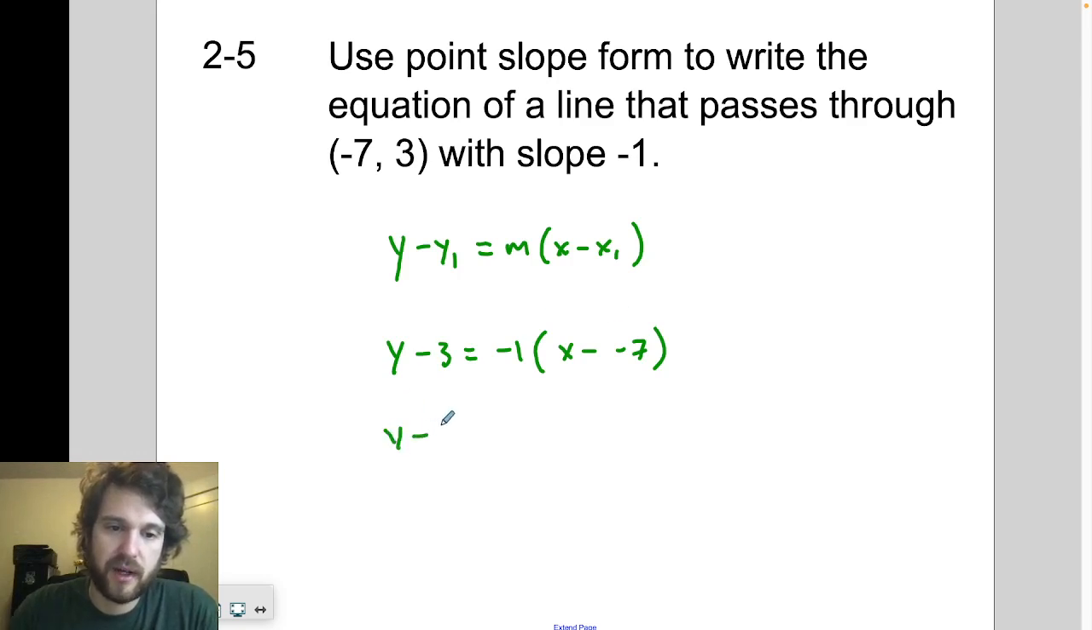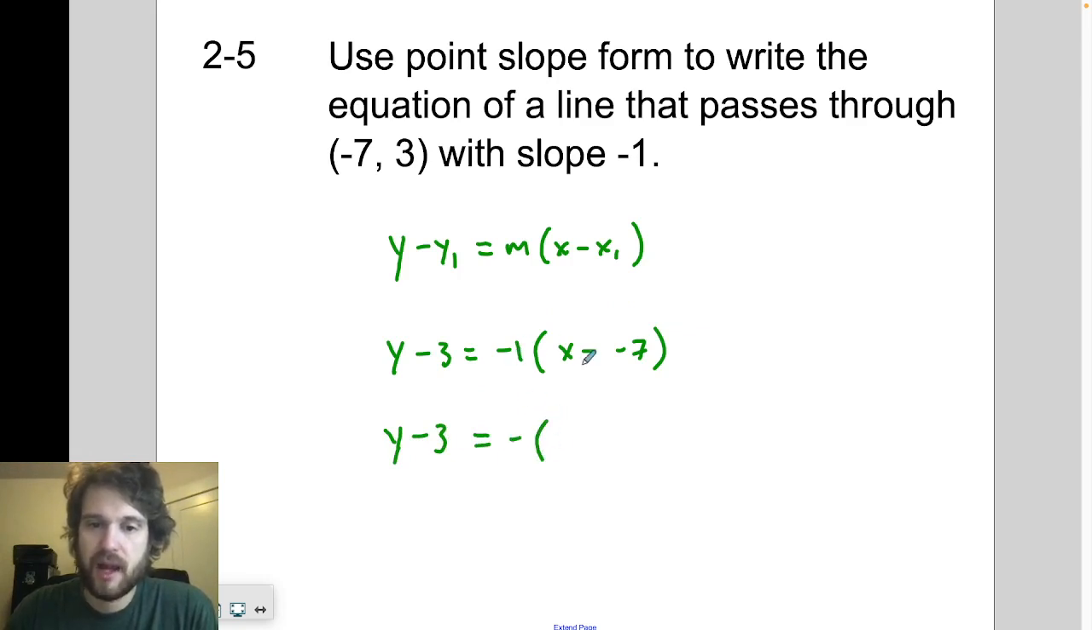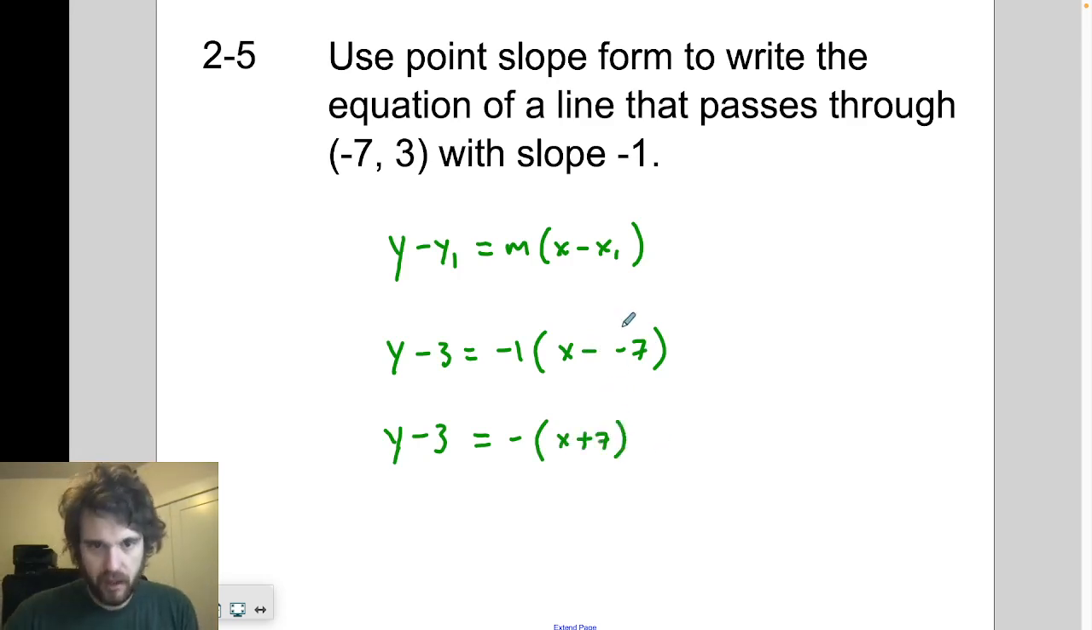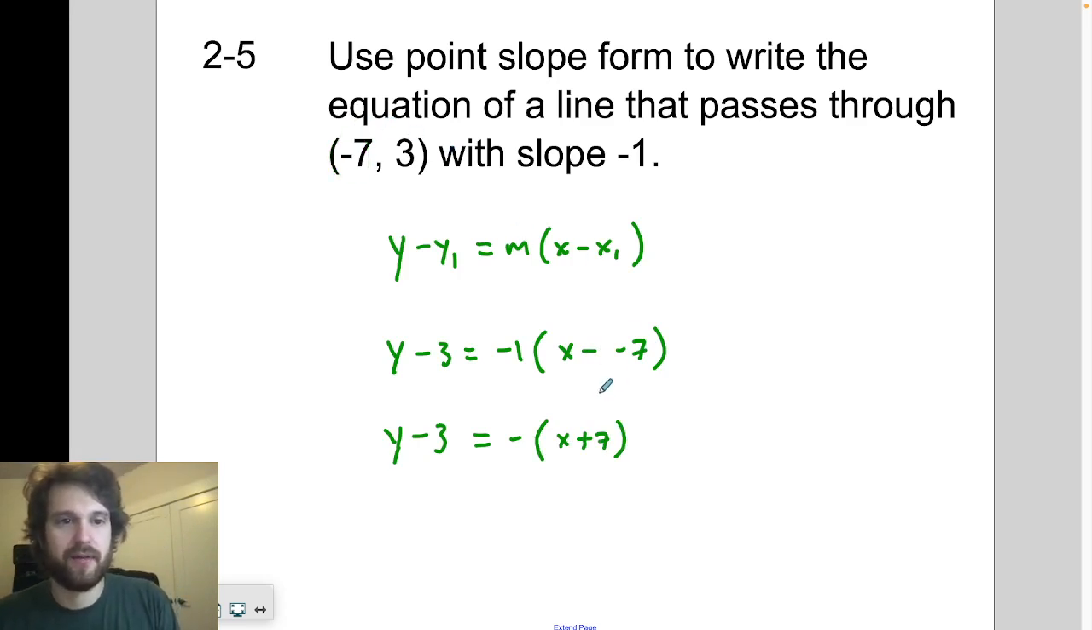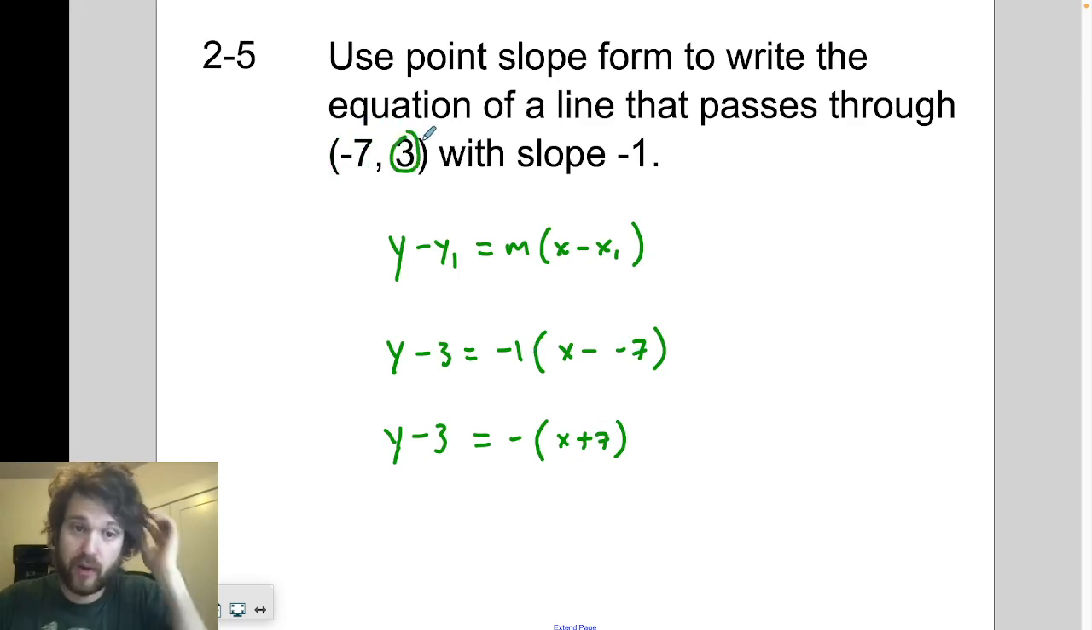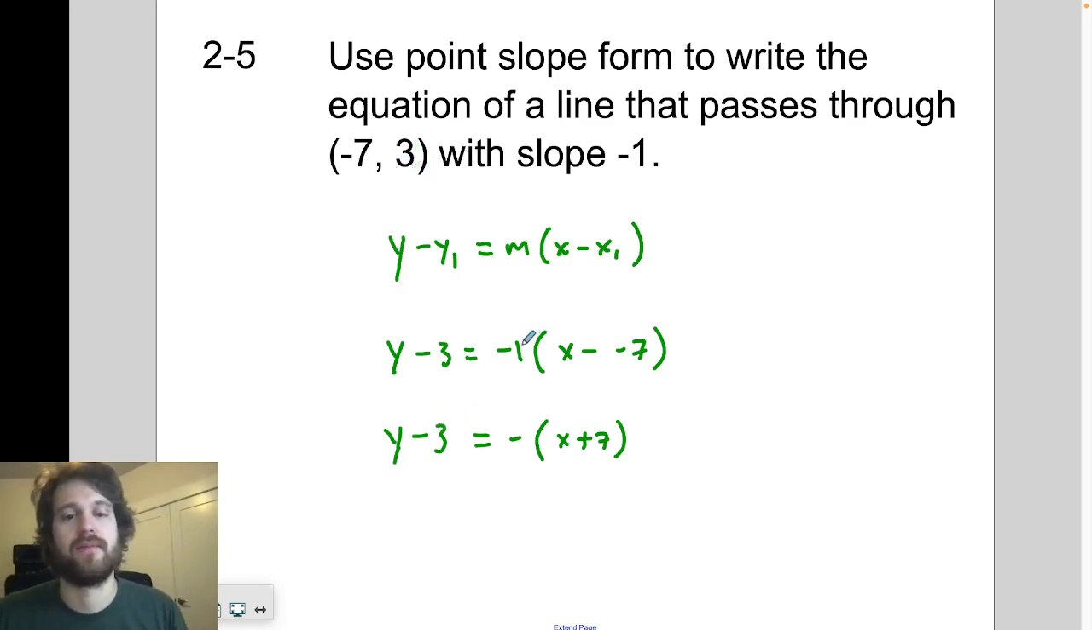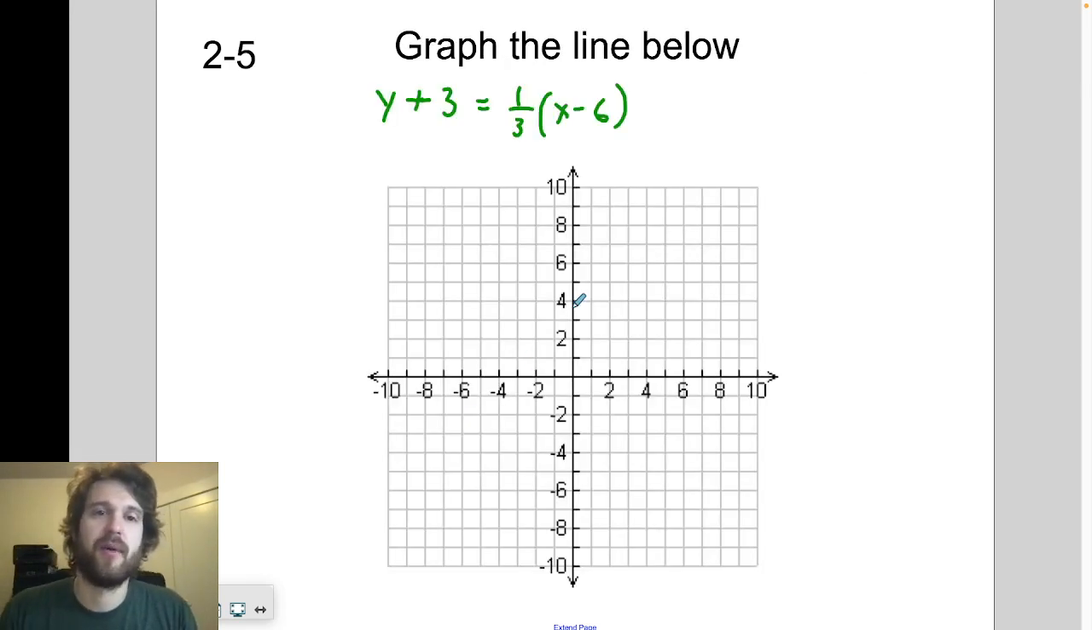The left side is fine. y minus 3 is an okay thing for the left side. Negative 1, you can just write negative, and then x minus negative 7 is really x plus 7. And so remember with point slope form, if the x coordinate is negative in the point, it ends up being positive in the equation. If the x or y coordinate is positive in the point, it ends up negative in the equation. And that's going to come in handy on this next example.